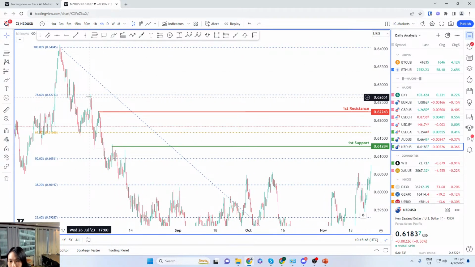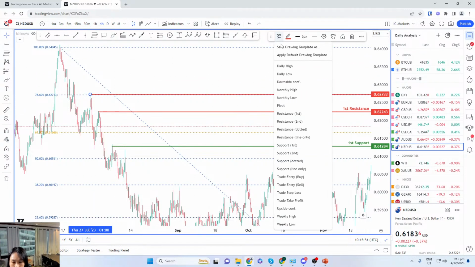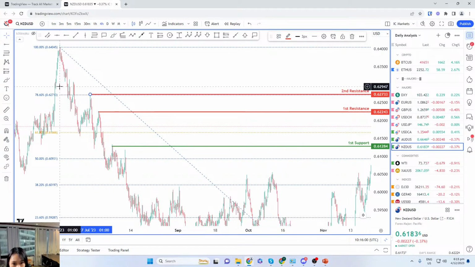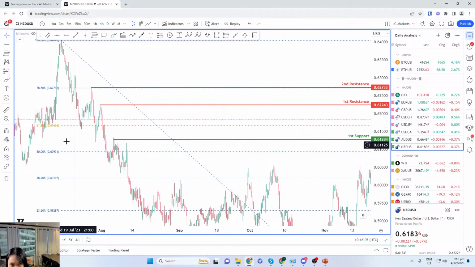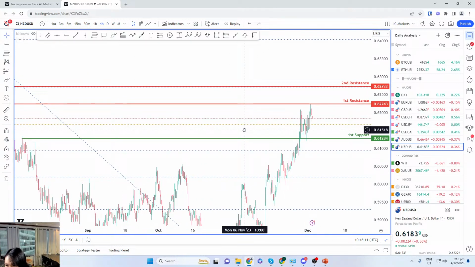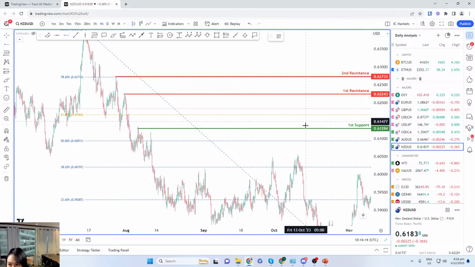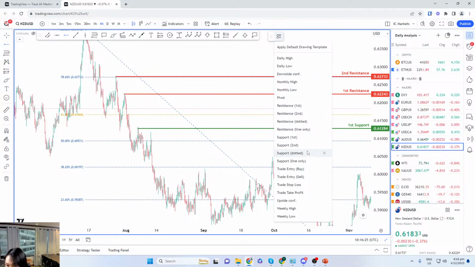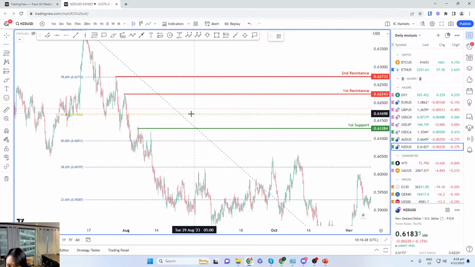Okay, so I'm gonna use this level as my second resistance level, which is also in line with the 78.6 Fibonacci retracement level. And you can see here, there is a 61.8 retracement level. So this can actually be the immediate support level, because price tends to bounce off or react more at the Fibonacci retracement levels, the 61.8 and the 78.6 level. So I'm gonna use this as my immediate support level.